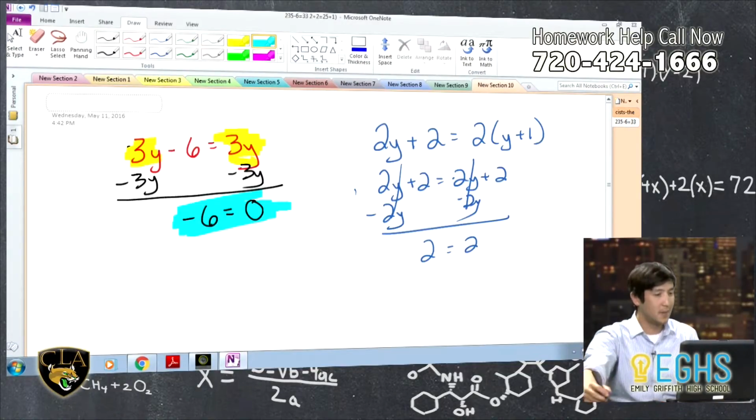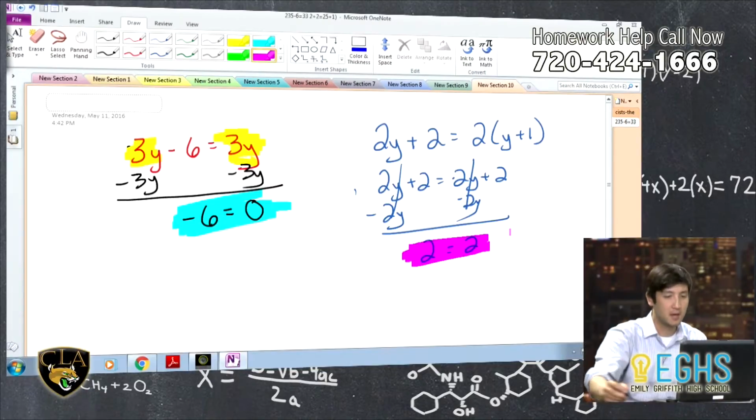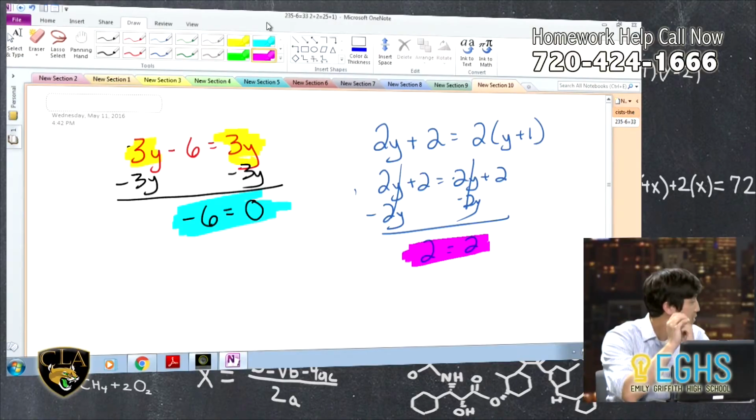Whereas the opposite for this other example we saw a couple times, it doesn't matter what number you plug in, you're always going to get a true statement. And that's because really the equation was equivalent on both sides to begin with. It doesn't matter what the variable is. It's always going to be equivalent. It's like saying y equals y. That's always true. So if you make y 3, that's true. If you make y 8, that's true. It's always true.